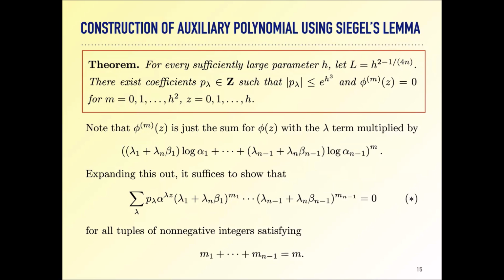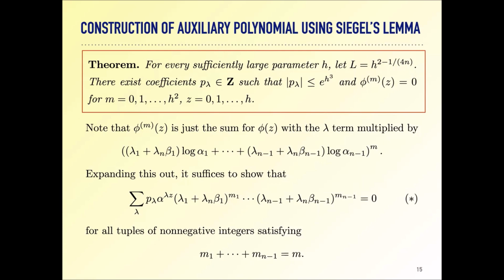You always want to know where you are using the assumption when you prove a theorem, to make sure that you're not making a mistake. Getting this exponent to be less than 2 is where you use your assumption that you have an algebraic linear dependence. Okay, so I'll just point that out right away. So it's h to the 2 minus something.